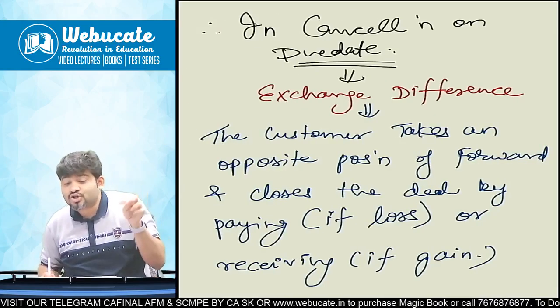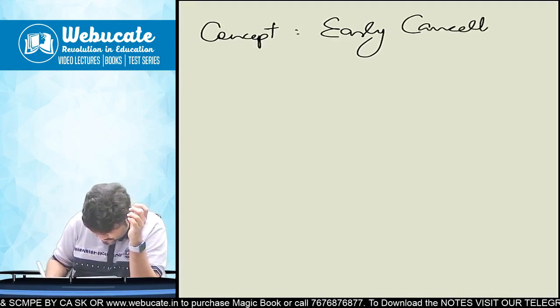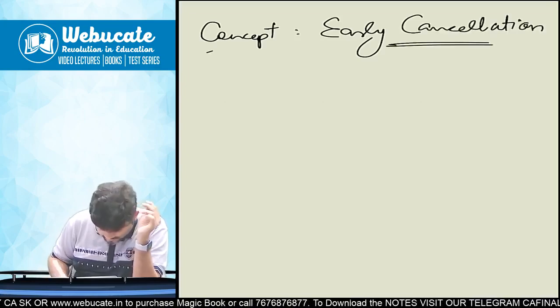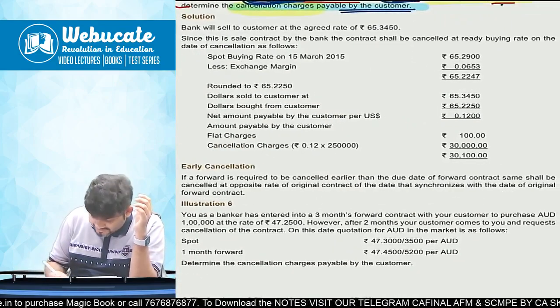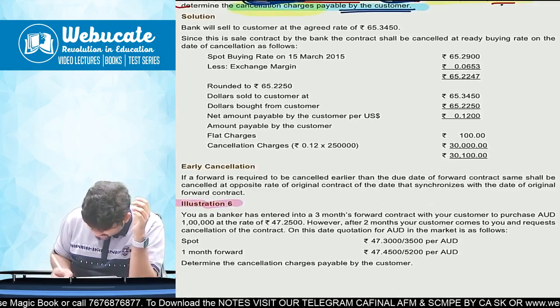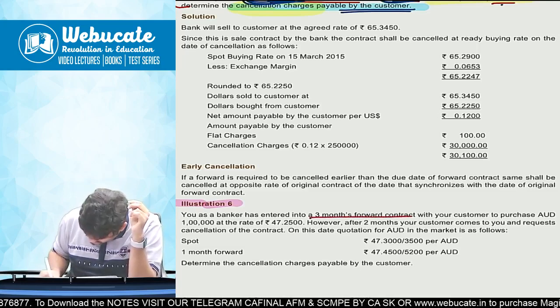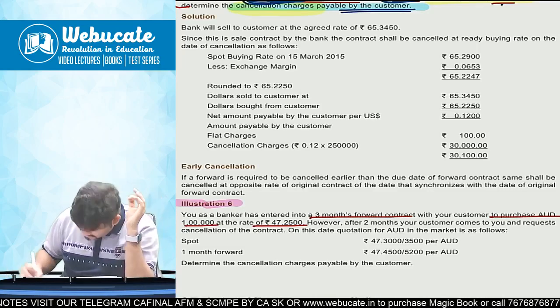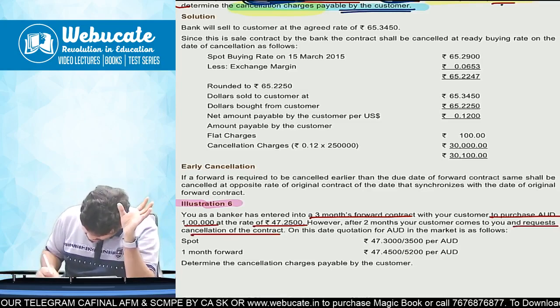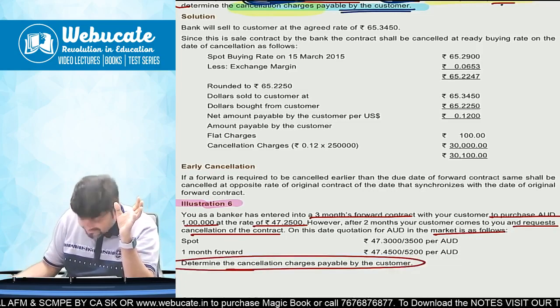Next is early cancellation. This was cancellation on due date. Now early cancellation. What is going to be early cancellation? We will start with an illustration for this, and it is illustration number 6. Let's start. You as a banker have entered into a 3 months forward contract with your customer to purchase AUD 1 lakh at the rate of 47.25. However, after 2 months, your customer comes to you and requests the cancellation of the contract. On this date, the quotation for AUD in the market is as follows: spot, 1 month forward. Determine the cancellation charges payable by the customer.